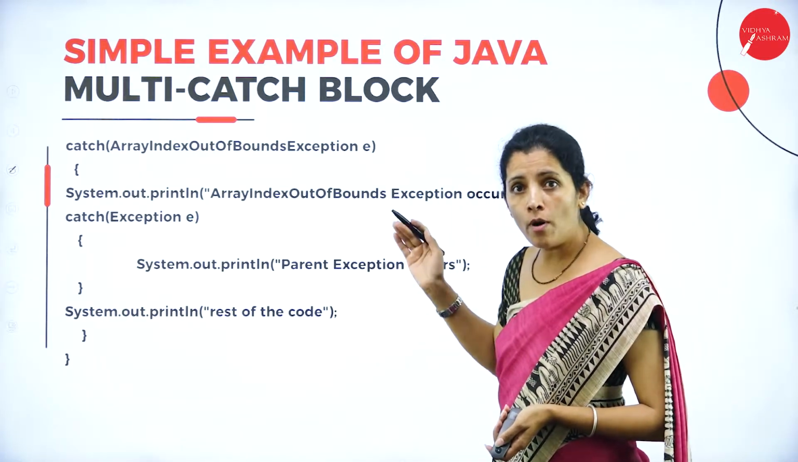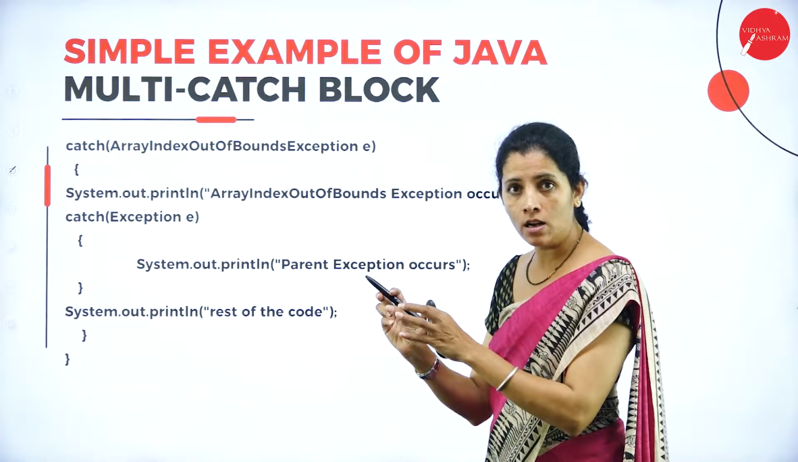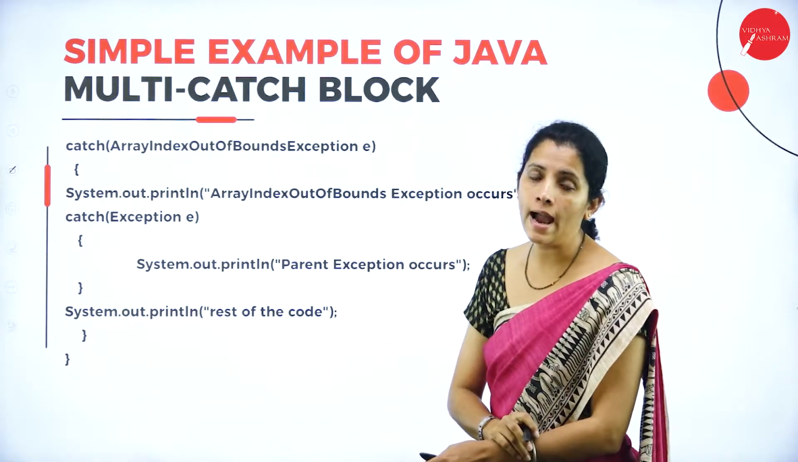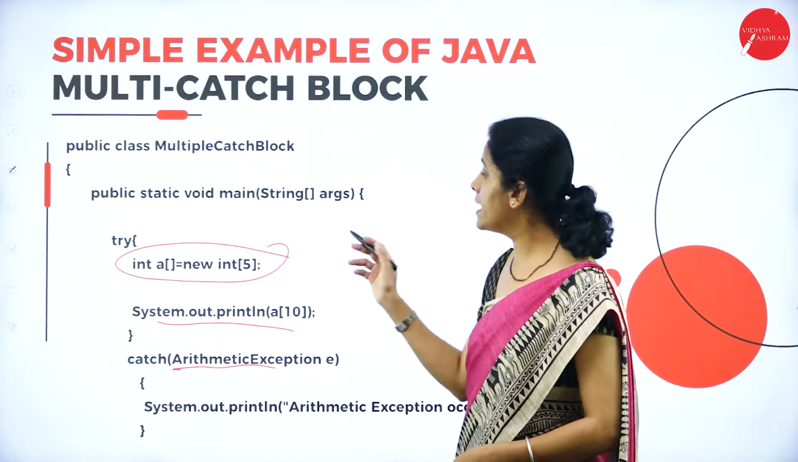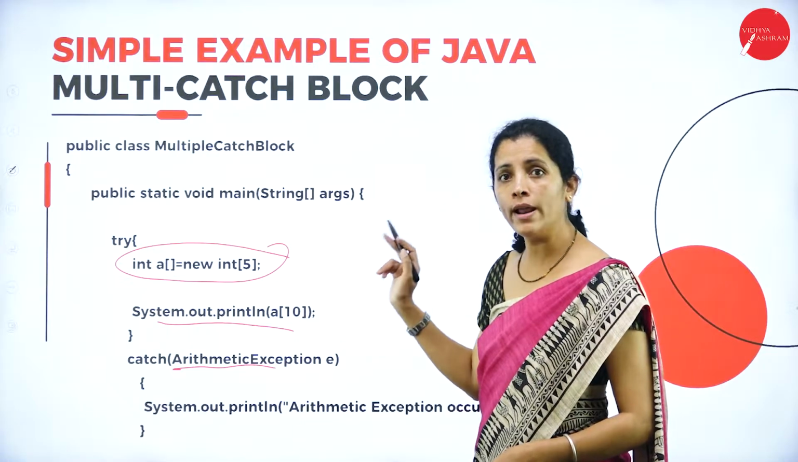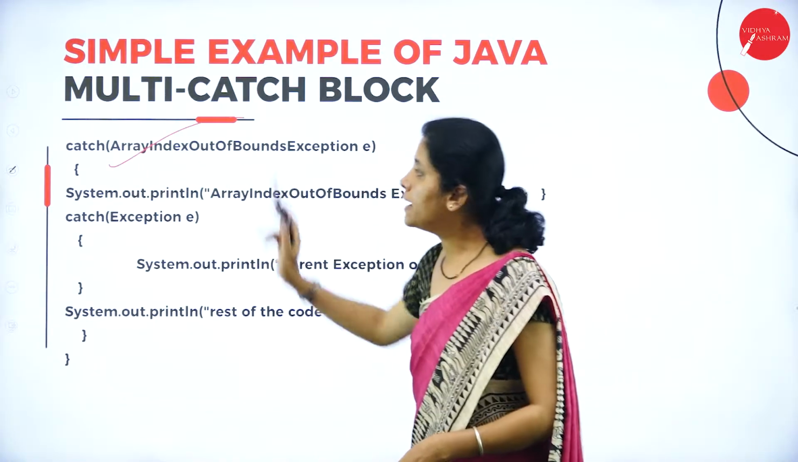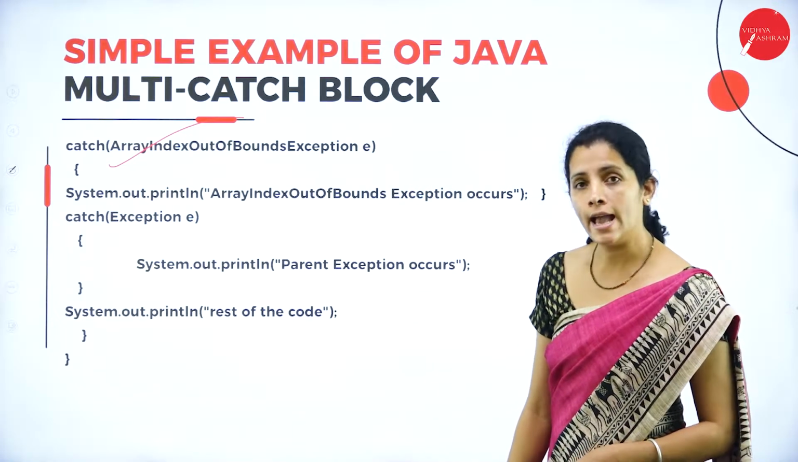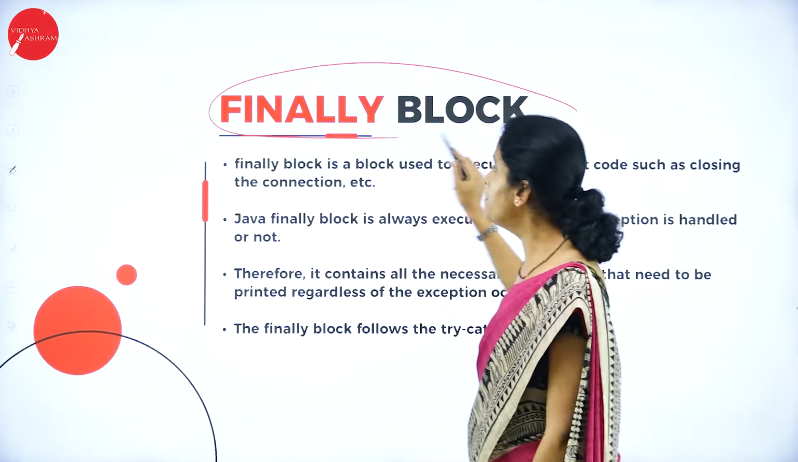Now, the job of the compiler is to identify the type of error, and based on that, it's going to catch the error. And if I consider this example, it is ArrayIndexOutOfBoundsException. Now, the Java compiler is going to execute catch block 2. Then I'm going to have the finally block.